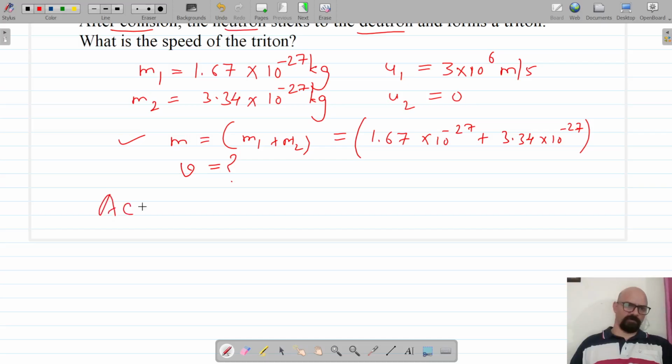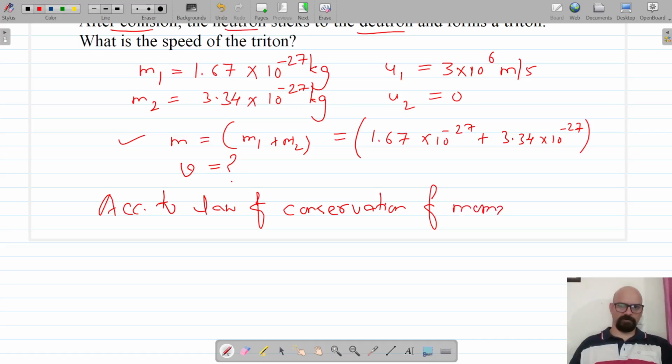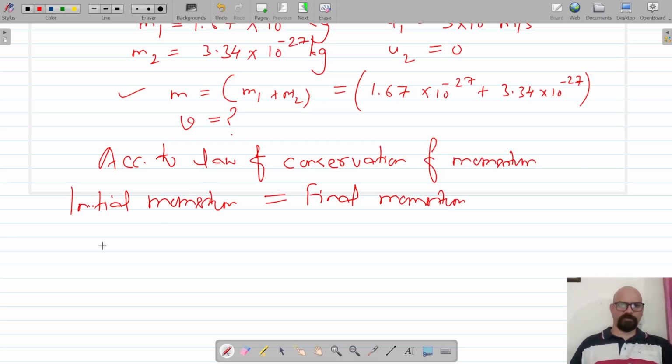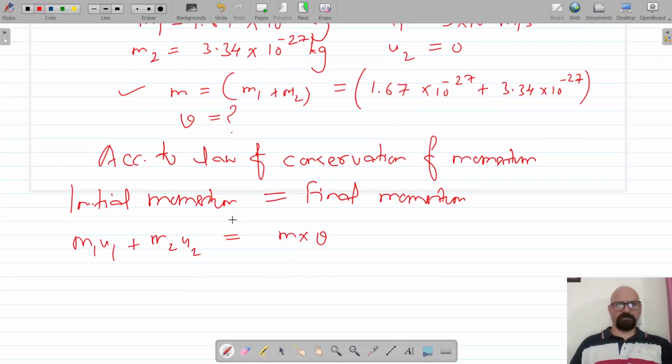So we are going to use the law of conservation of momentum, which states that for an isolated system, initial momentum is equal to final momentum. So according to the law of conservation of momentum, initial momentum is equal to final momentum. Now, initial momentum is m1 u1 plus m2 u2, that is equal to m into v. Let's put in the respective values.